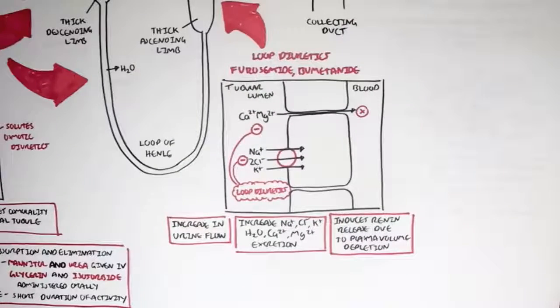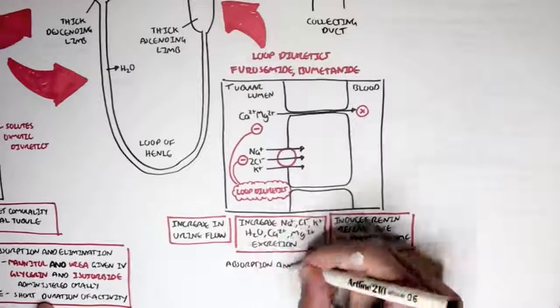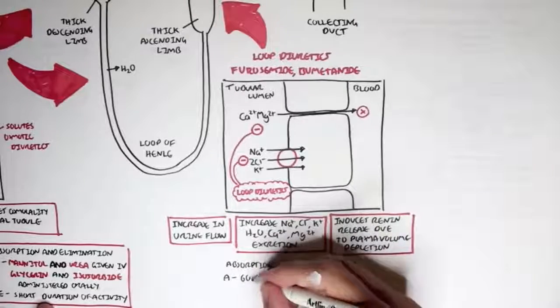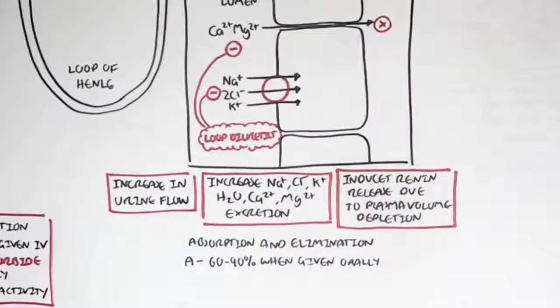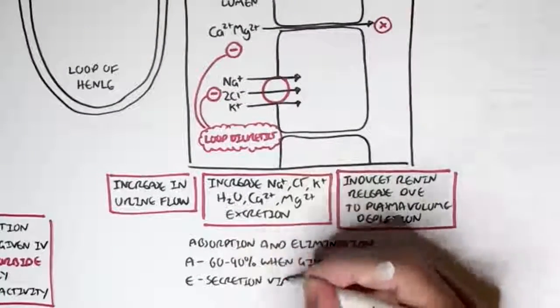For the absorption and elimination of loop diuretics, about 60 to 90% is absorbed when given orally, and the elimination is that they're secreted via the proximal tubule.